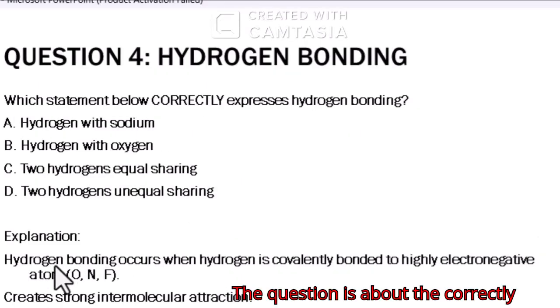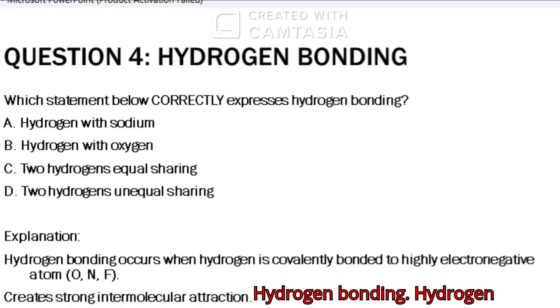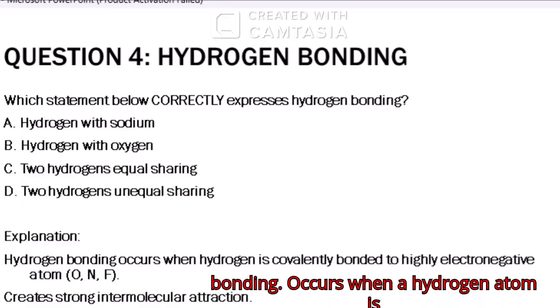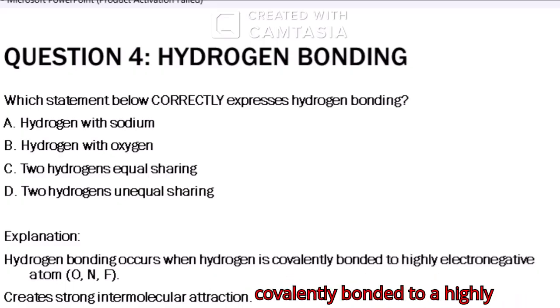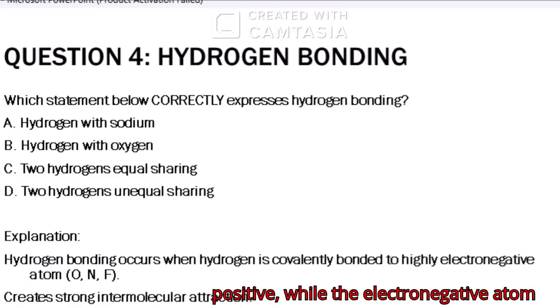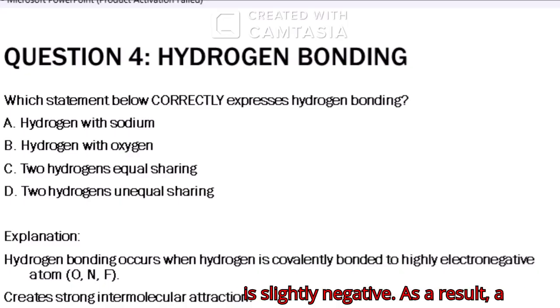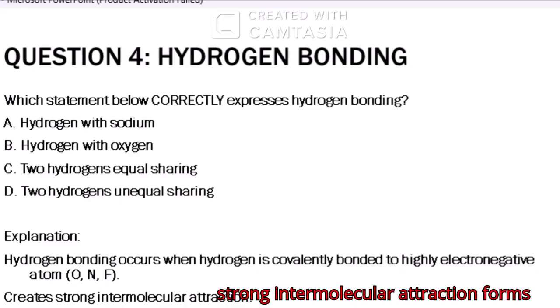The question is about what correctly expresses hydrogen bonding. Hydrogen bonding occurs when a hydrogen atom is covalently bonded to a highly electronegative atom, O, N, or F. This makes the hydrogen slightly positive, while the electronegative atom is slightly negative. As a result, a strong intermolecular attraction forms between molecules. So, correct answer is B. Because hydrogen bonds form when a hydrogen atom is covalently bonded to a highly electronegative atom like oxygen, nitrogen, or fluorine, creating a strong attraction between molecules.